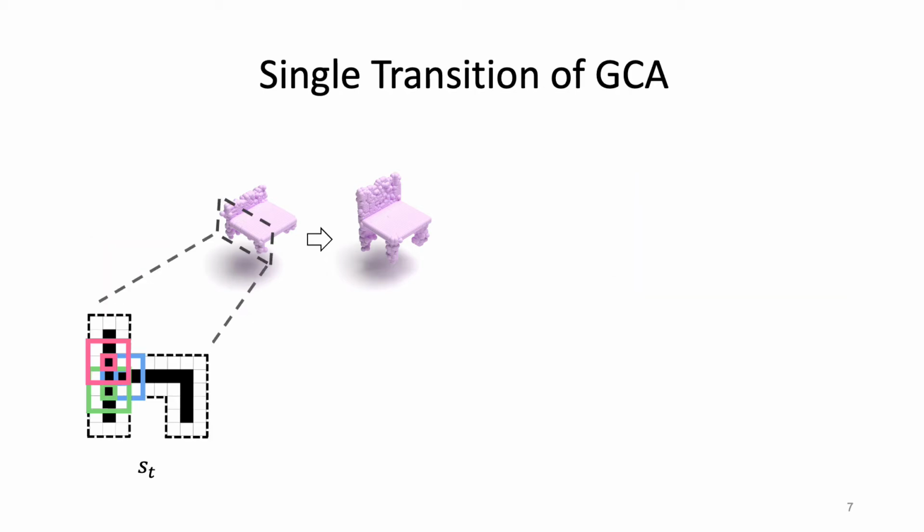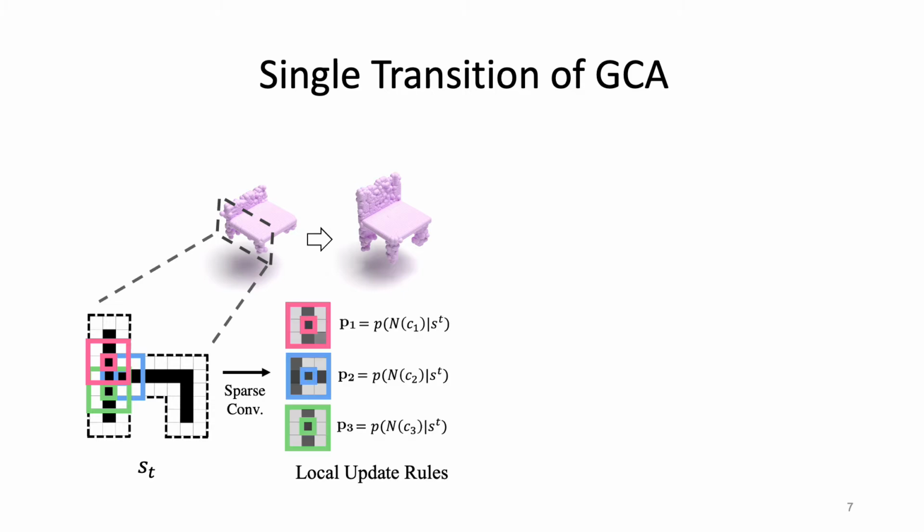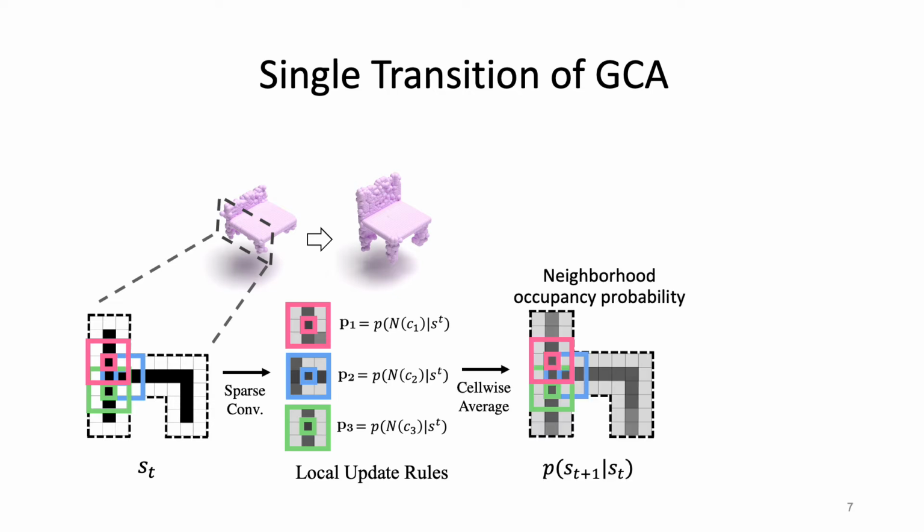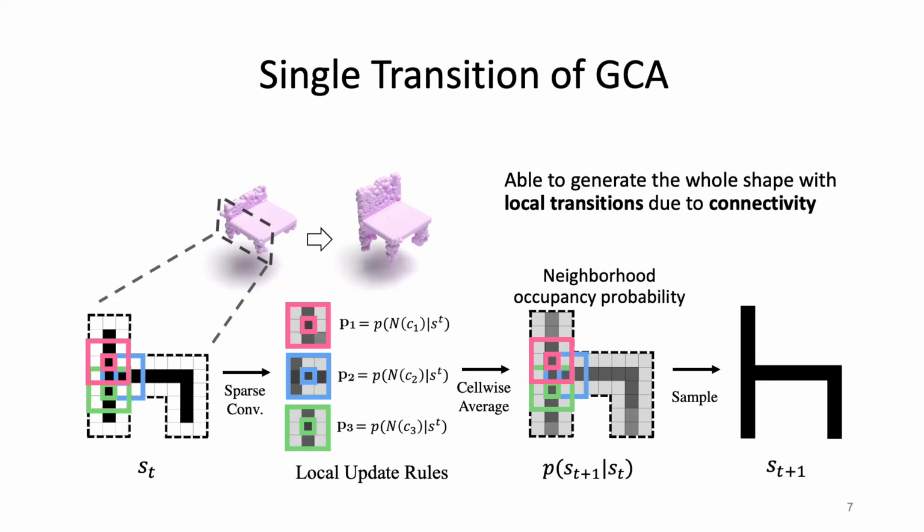For each cell in the intermediate state, we compute the occupancy probability of corresponding neighborhood cells, which is the local update rule of cellular automata. Then, we aggregate the probabilities, inferring the probability of the neighborhood state from which we sample the next state. GCA is able to produce the whole shape with only local transitions by exploiting the connectivity of 3D shapes.